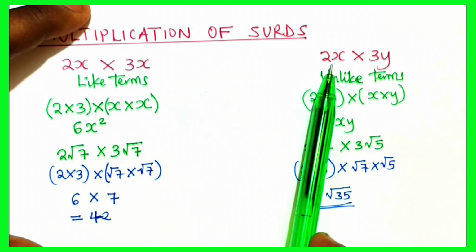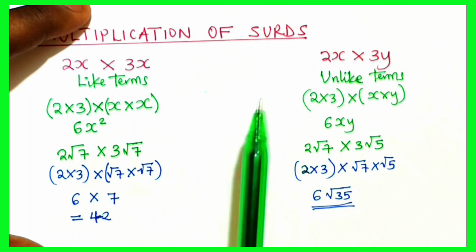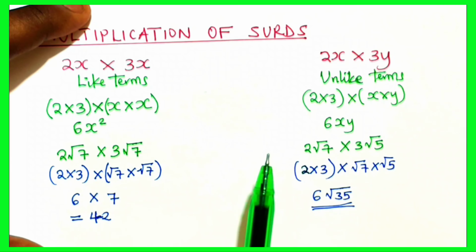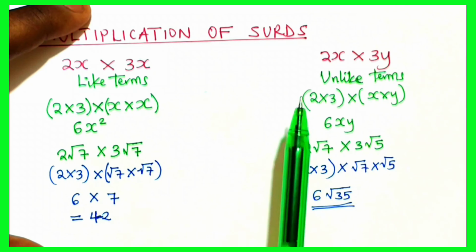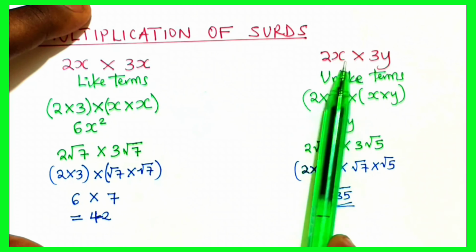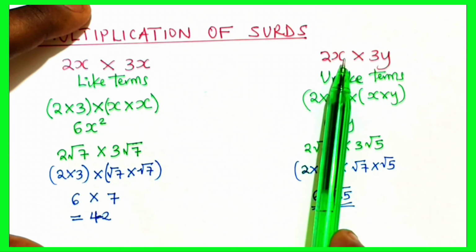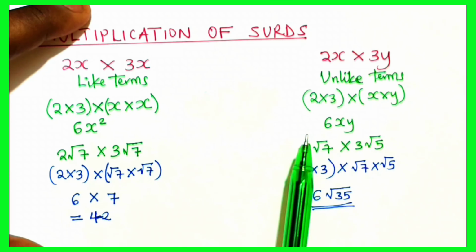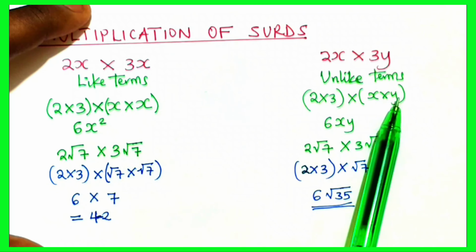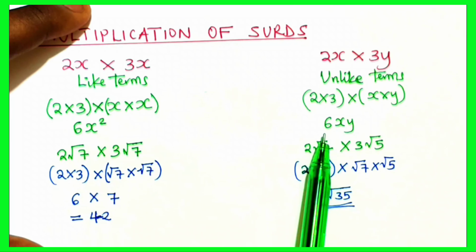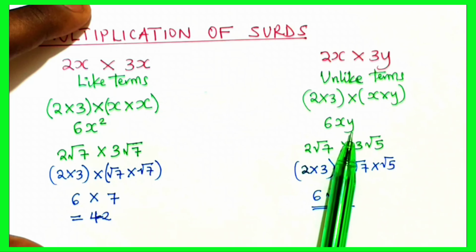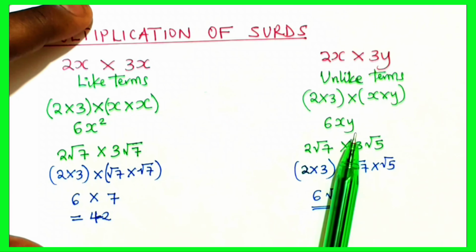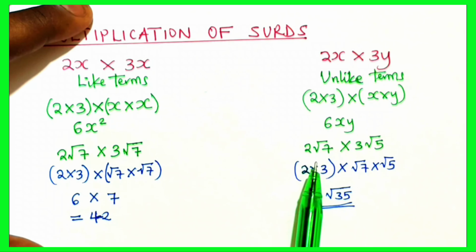Here we are dealing with unlike terms. So when you consider multiplication again, we use the same procedure. We multiply the coefficients separately, and then we multiply the unknown separately, and then we combine them by multiplication. So we end up with 6 and then x times y, which is simply xy, to end with 6xy as our solution.